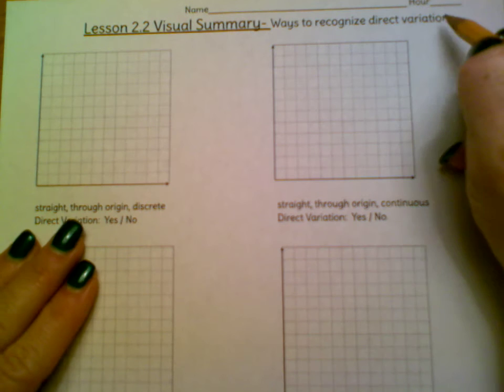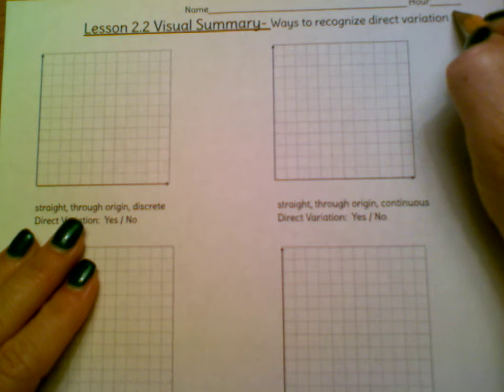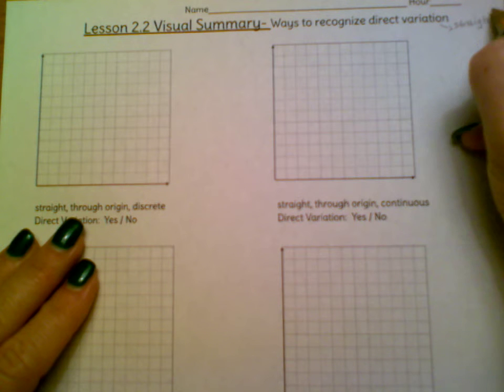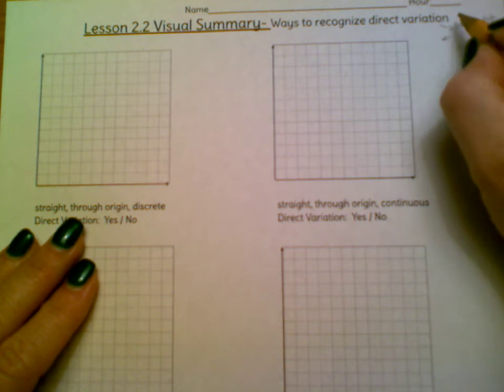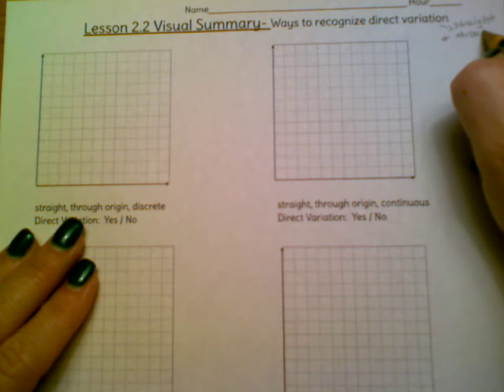This is the lesson 2.2 visual summary, which is on ways for us to recognize direct variation. So yesterday we said that direct variation means that it has to be straight and run through the origin. So I'm going to make a note of that. Those are two key things for direct variation. So we're going to make a few different graphs with different conditions and decide if it's direct variation.